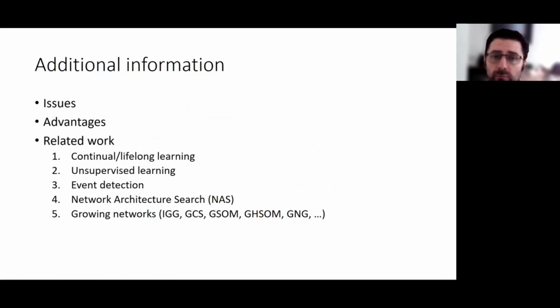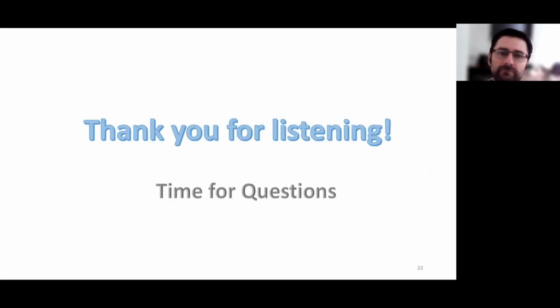Some issues with the model, advantages, and related work come from many fields in AI, such as continuous or lifelong learning, unsupervised learning, event detection, network architecture search, and growing networks. Thank you for listening.